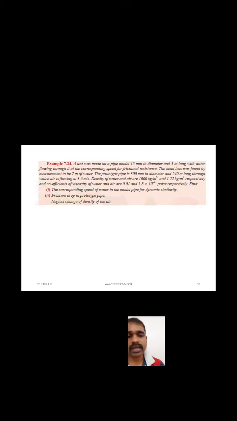So in this model we have to see some other problems also, right? So now let us see another problem. A test was made on a pipe model 15 mm in diameter and 3 m long, so diameter and length are given, with water flowing through it at the corresponding speed. Head loss is calculated as 7 m of water.